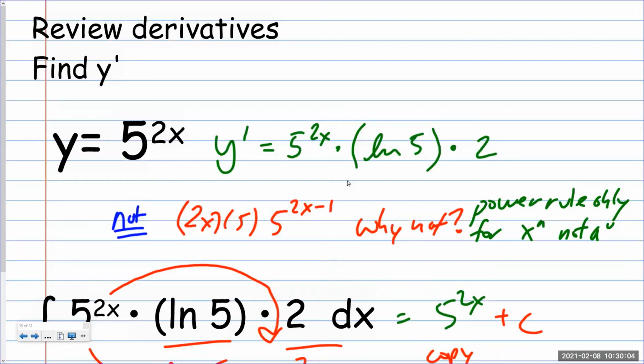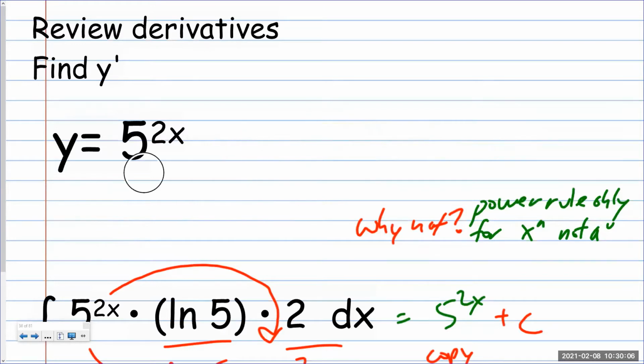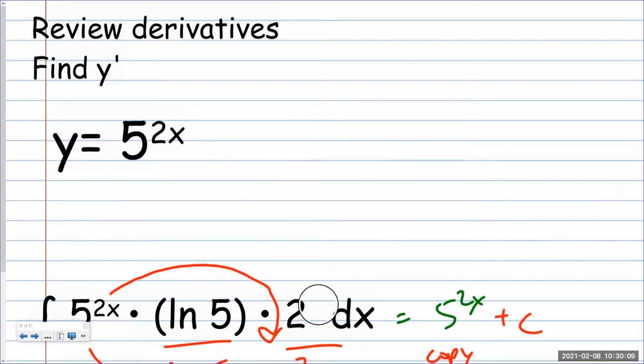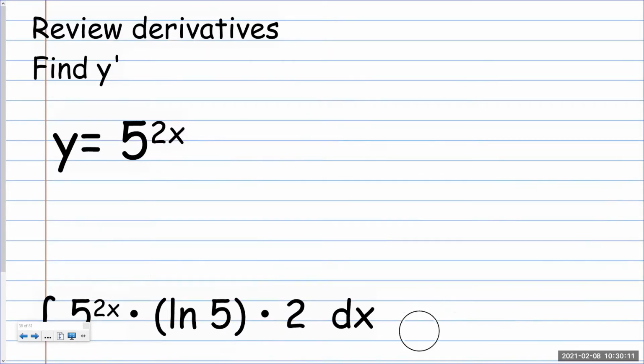Okay, so guys, go into your formula sheets, please. You have that new formula. The integral of a to the u is a to the u over ln of a. All right. Okay, so let's look at how to do this. First, let's do the derivative.